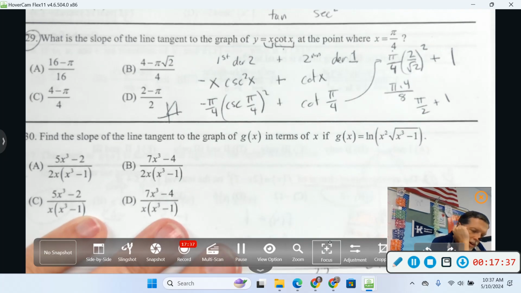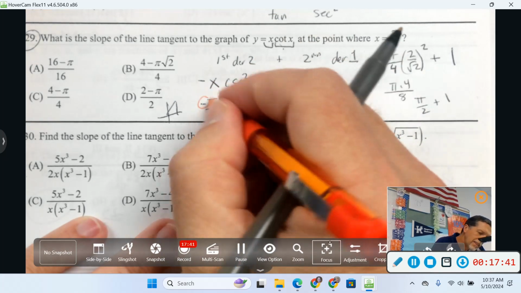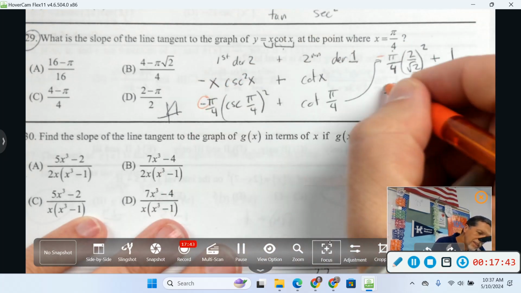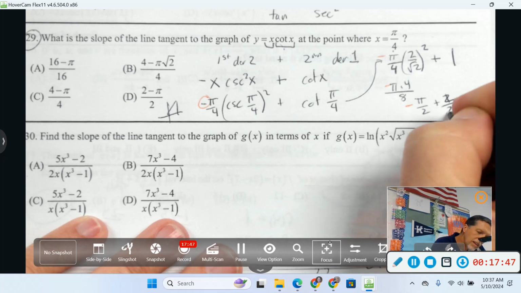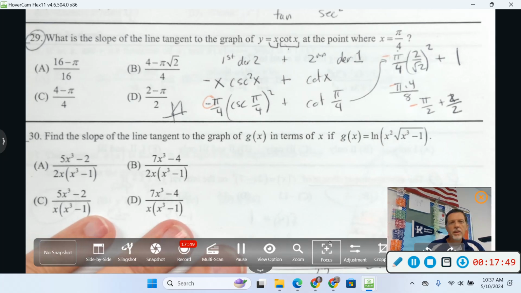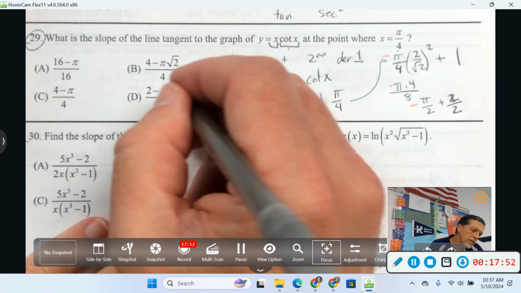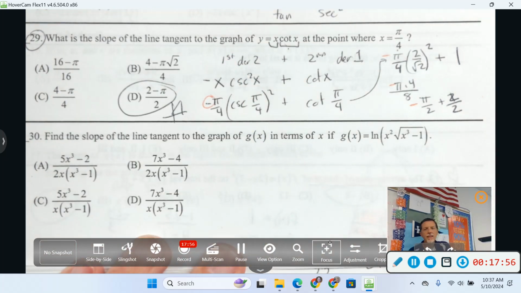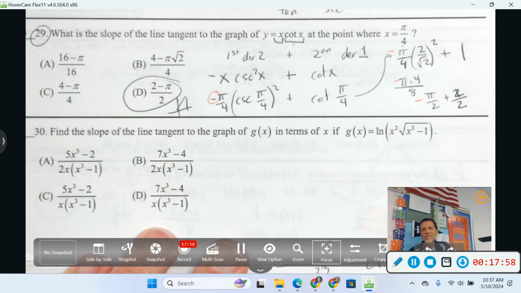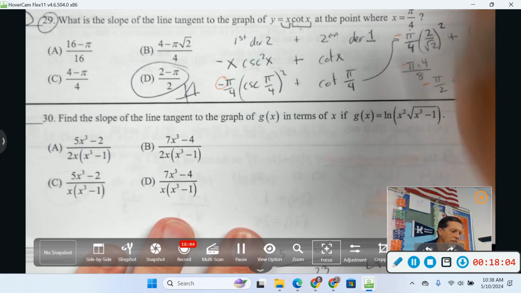Uh-oh. What did I do wrong? Oh, I left off the negative sign. Negative, negative, negative. So get a common denominator, 2 minus pi over 2. A little bit of calculus, a little bit of algebra, a little bit of trig, a lot of stuff thrown in.